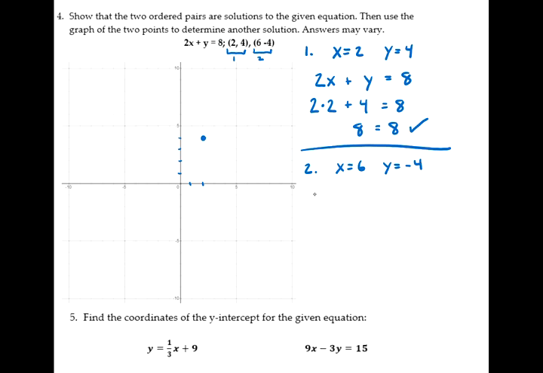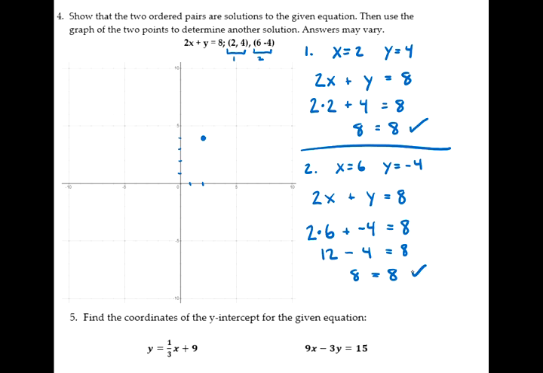Okay, so again, we'll start with the same equation. 2x plus y equals 8. And we'll replace the x with the number 6. We'll replace the y with the number negative 4. So 2 times 6 plus a negative 4 equals 8. 2 times 6 is 12. Then plus a negative 4 is minus 4 equals 8. And we get 8 equals 8. So yes, check. Both of these are solutions.